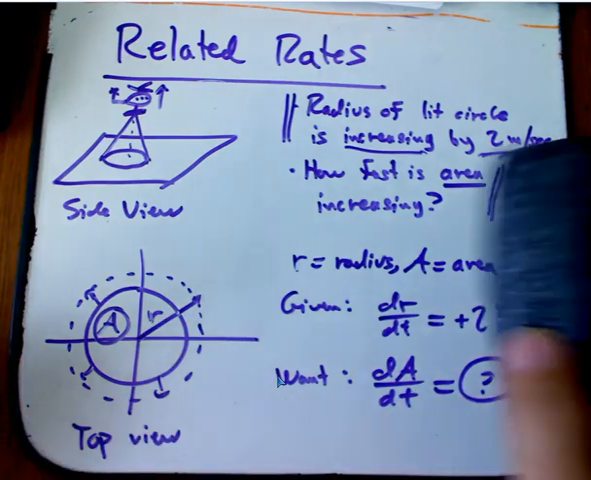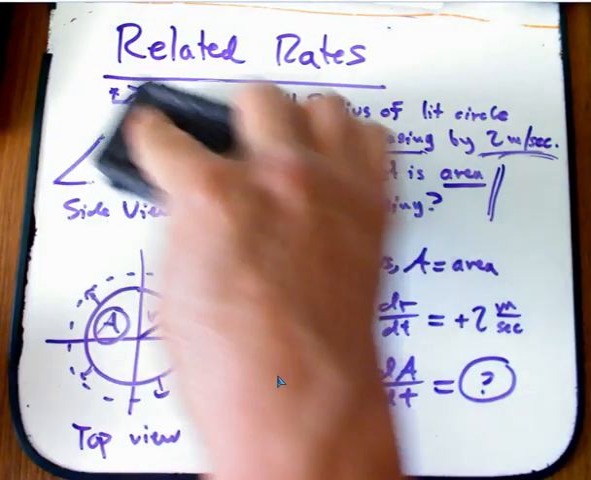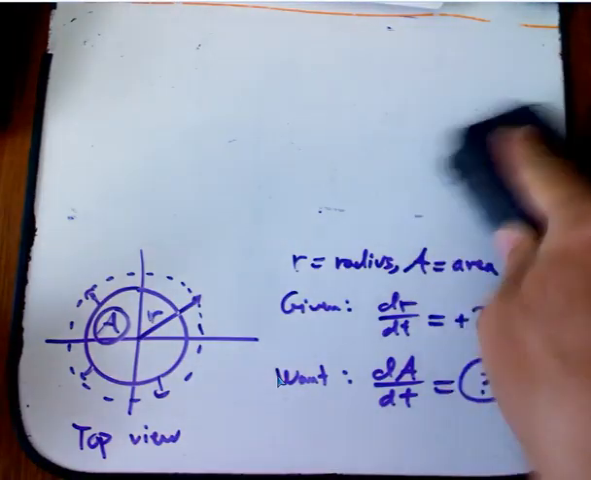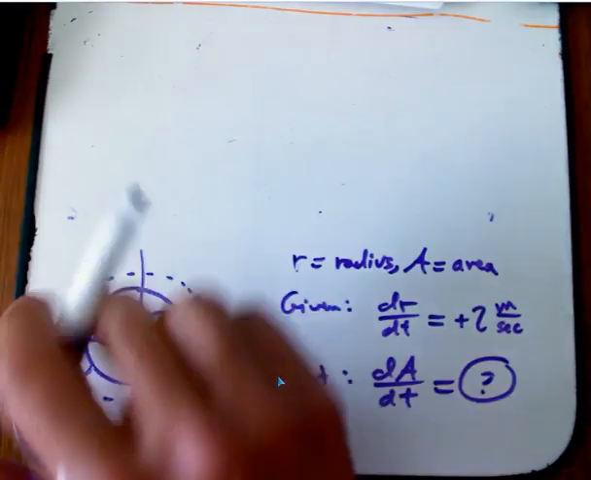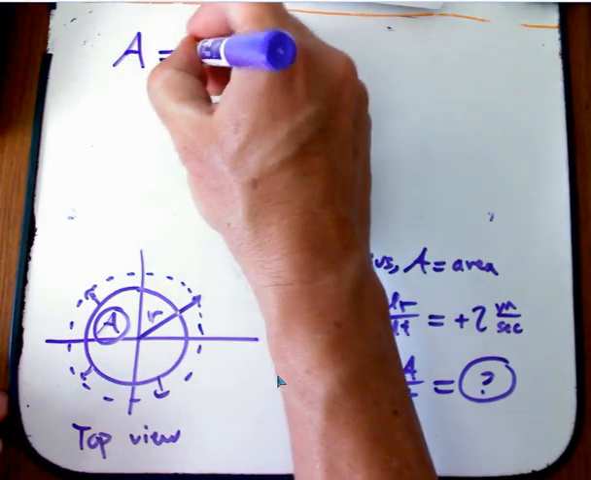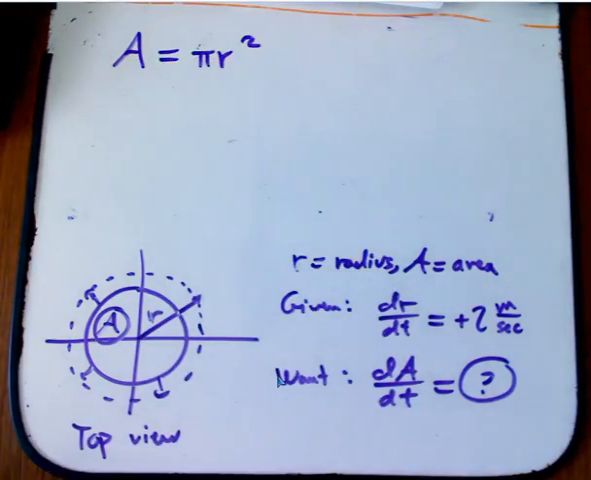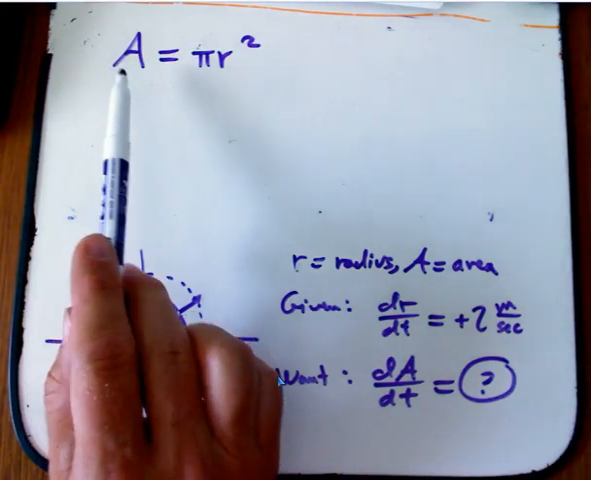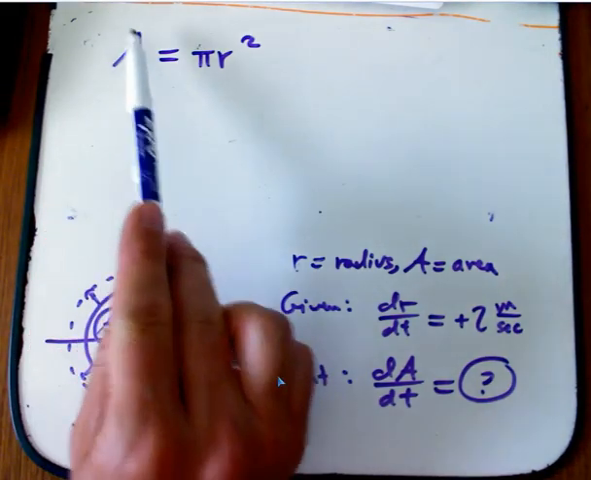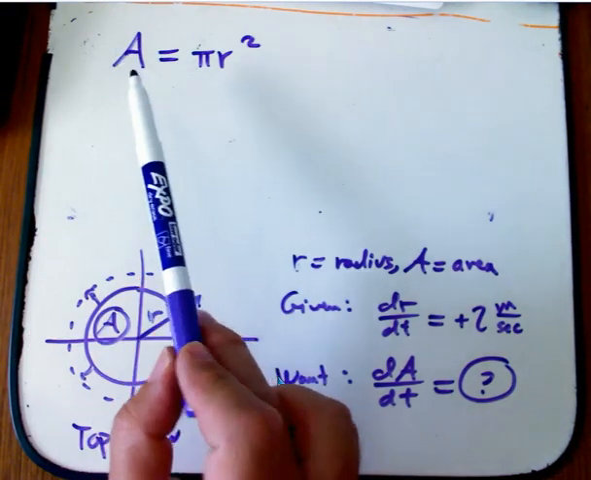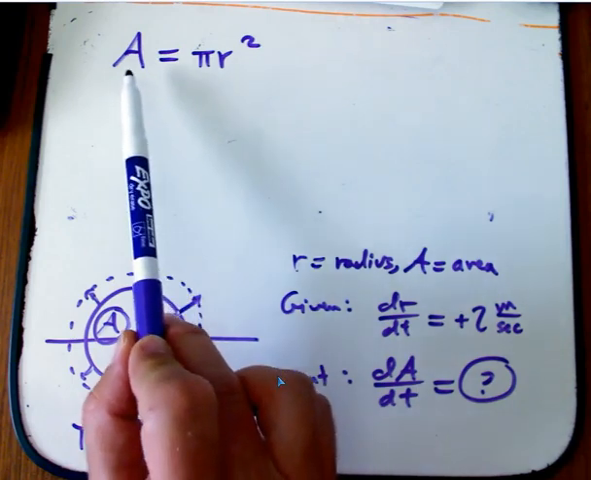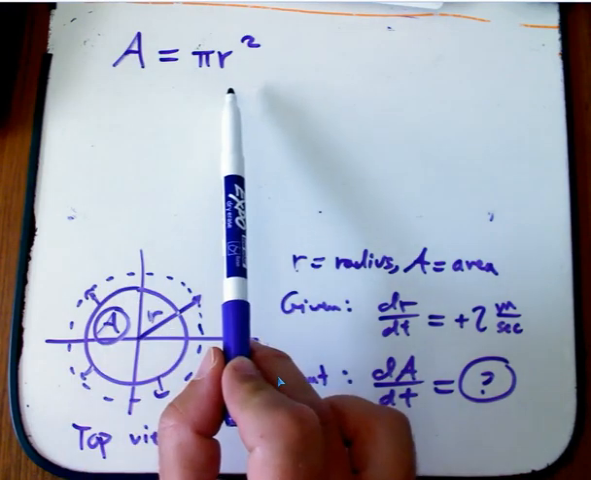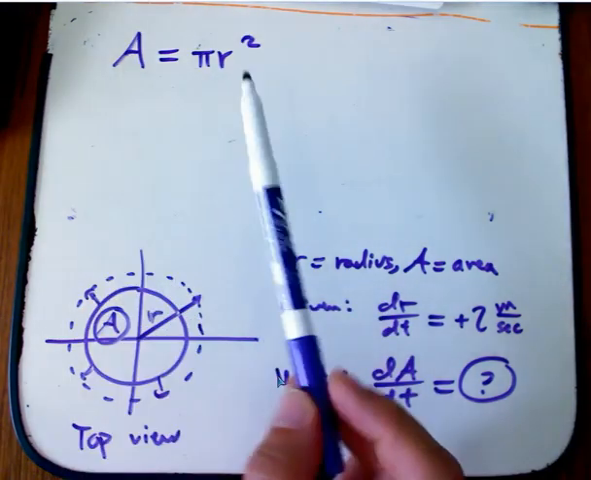And of course, we know what that is. I guess I'll erase all this. In this case, that's pretty simple. A equals pi r squared. Now, in this case, the quantity that we want is actually already isolated on one side, and that makes it a little simpler, but that's definitely not super common and not necessary.